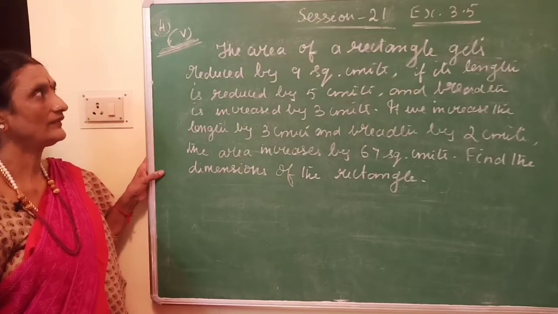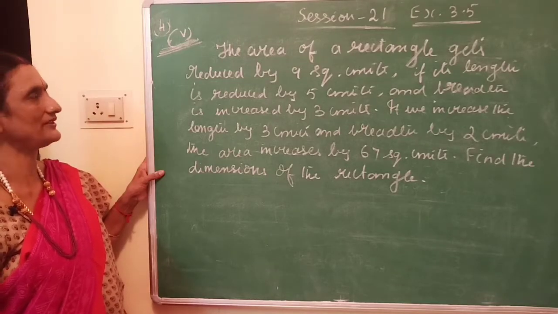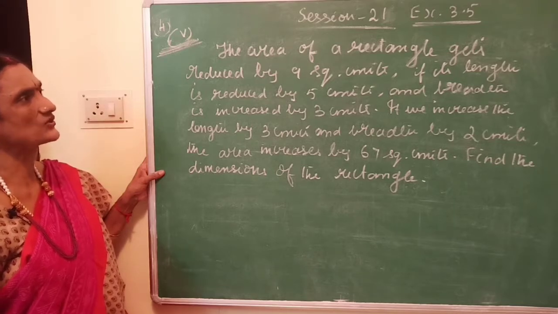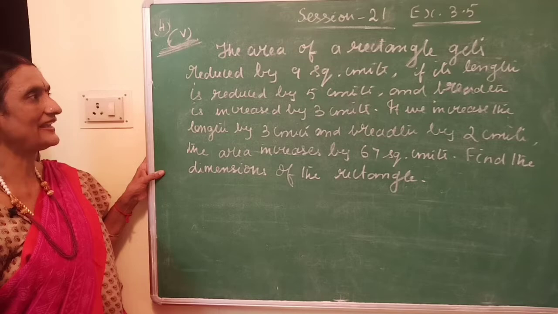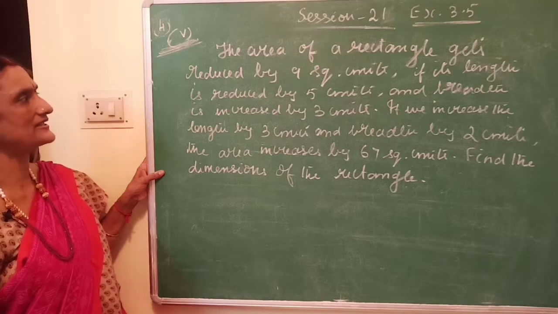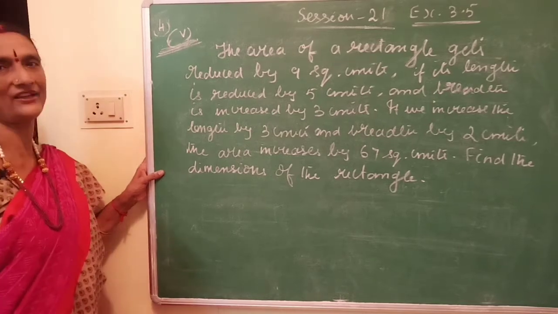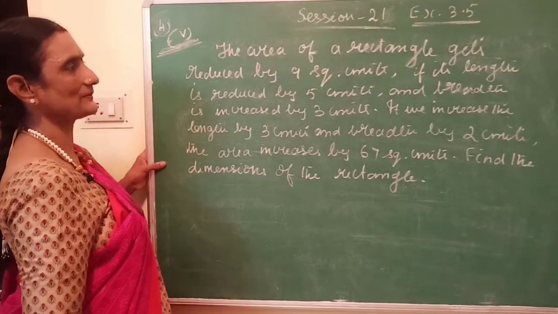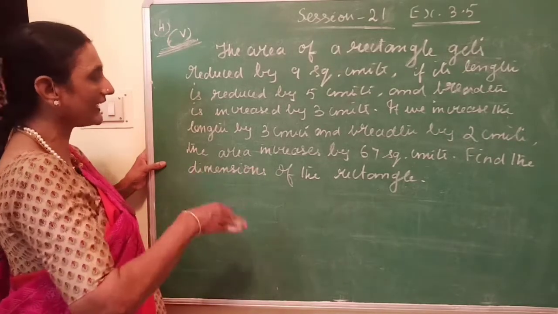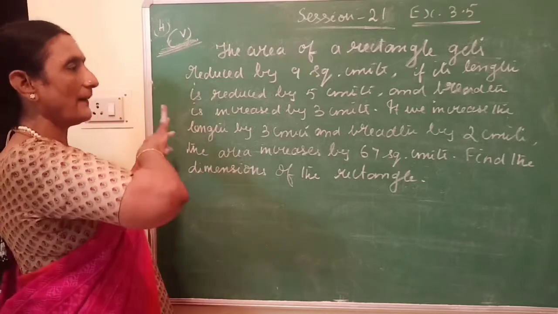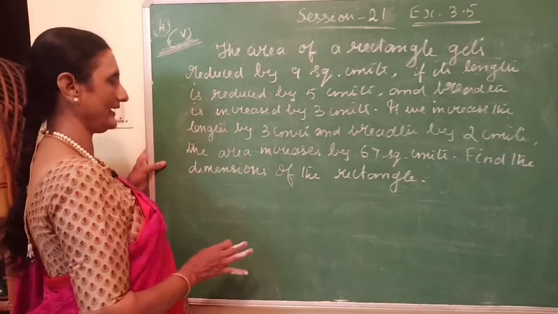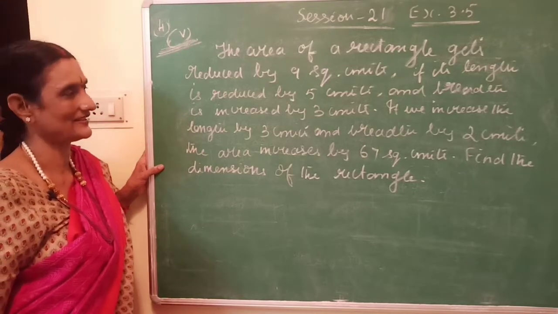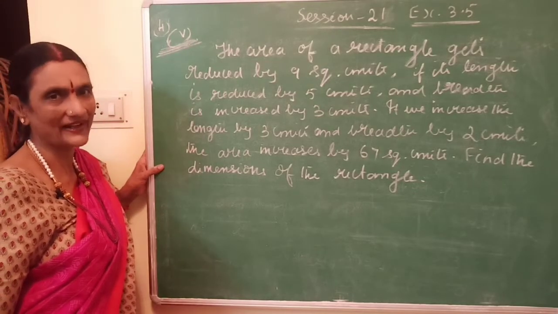Now we will move on to the fifth subdivision. The area of a rectangle gets reduced by 9 square units if its length is reduced by 5 units and the breadth is increased by 3 units. If you increase the length by 3 and the breadth by 2 units, the area increases by 67 square units. Find the dimensions of the rectangle.